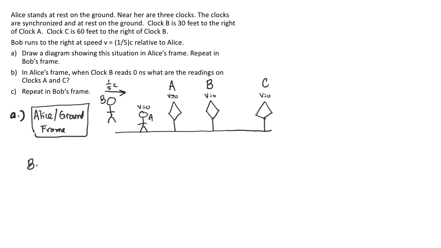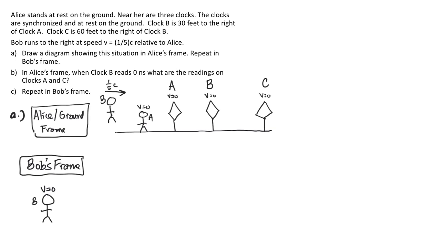We'll repeat the snapshot diagram in Bob's frame. We'll just call it Bob's frame. And the number one thing that you can remember when drawing these diagrams is in Bob's frame, Bob isn't moving. In Alice's frame, Alice isn't moving. In frame X, object X is not moving. So no matter how we draw Bob, we have to make sure that he's at rest because it's his frame. And a person is always at rest in their own frame.